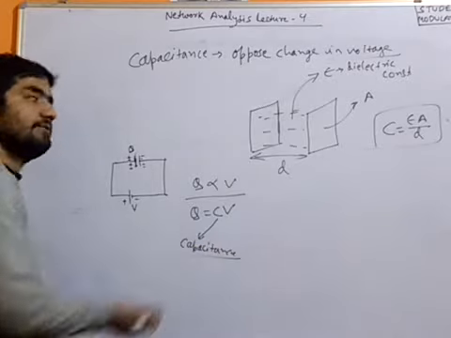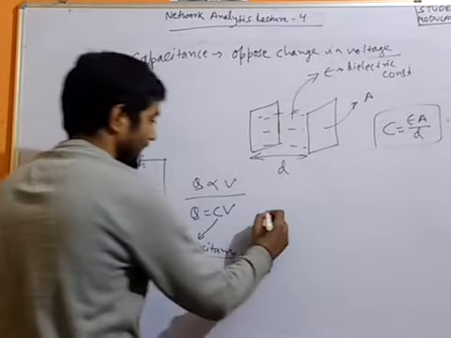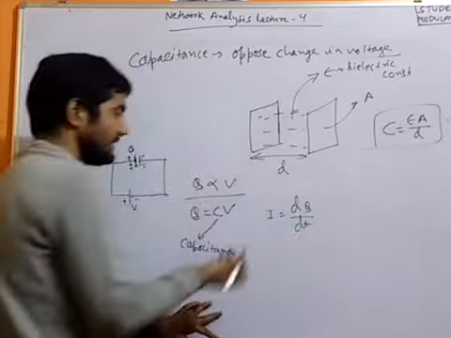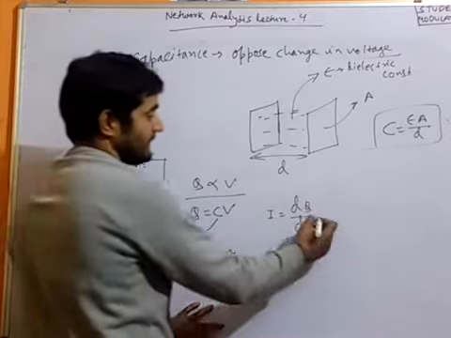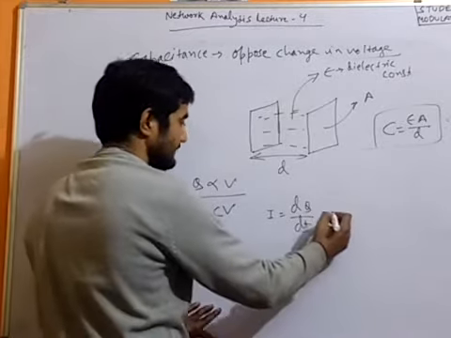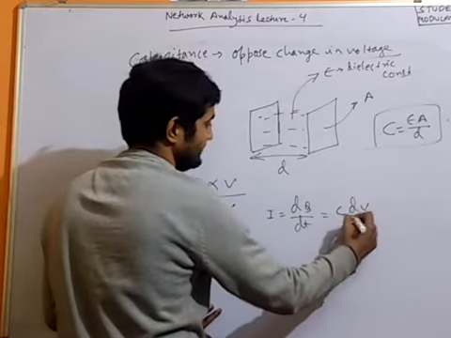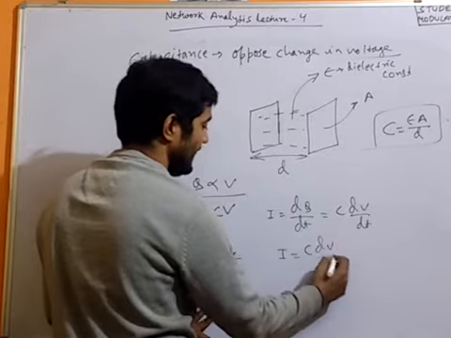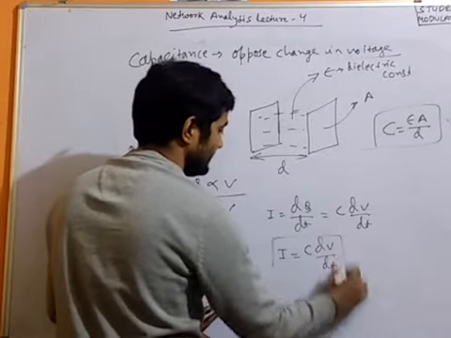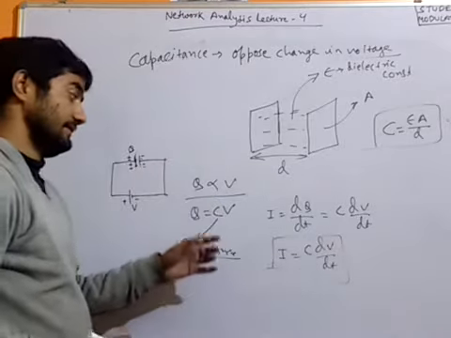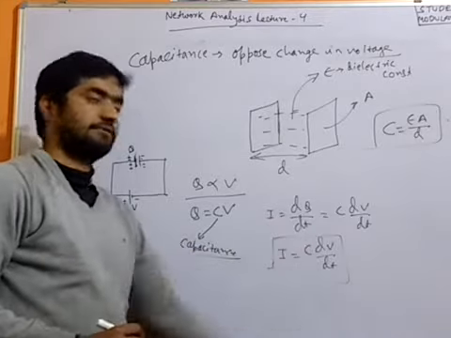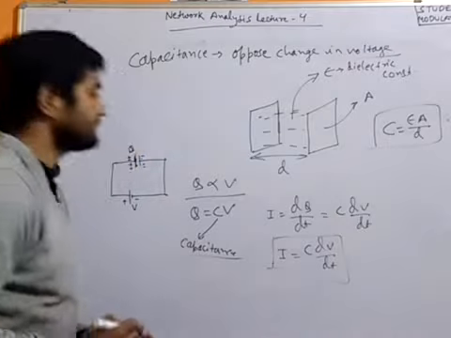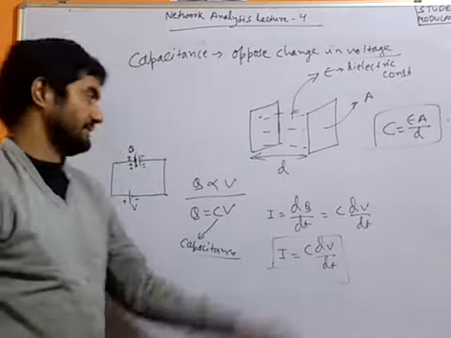So if we try to find the current, then what will we have to do? We will have to find the differential of the charge, means the rate of flow of charge. dq upon dt will be given like this: C dv by dt. So overall we get the relation between the current and the voltage for a given capacitor: I equals C dv upon dt. So this is the relation between current and voltage of the capacitor.